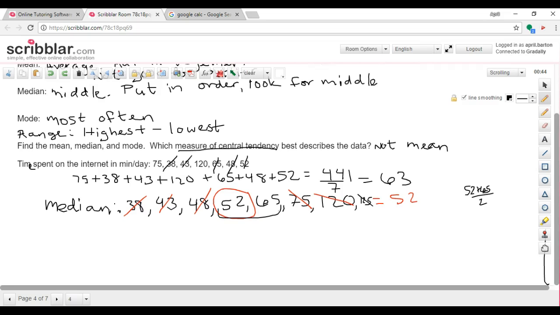Then mode is just most often. On our list of numbers, were there any numbers that got repeated? Did we see any number twice or three times?